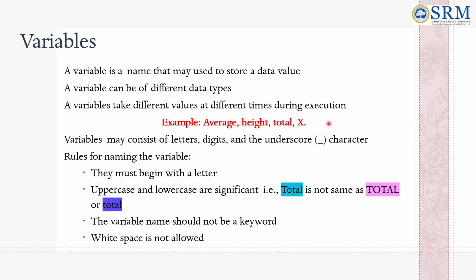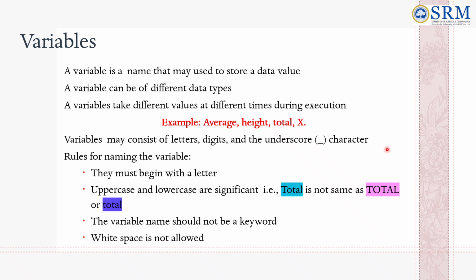Now you may have a doubt, what is a variable and what is a string? A variable is one which has a group of characters. A string is one which has a group of characters enclosed within double quotes. But variables do not have double quotes. Variables may consist of letters, digits, and underscore character. Thus, a variable is a placeholder in memory where we store data. The value in the variable keeps changing during execution, and that's why it is called a variable.